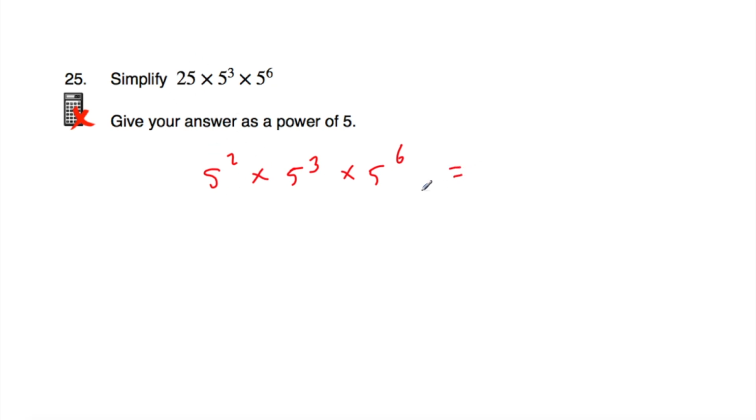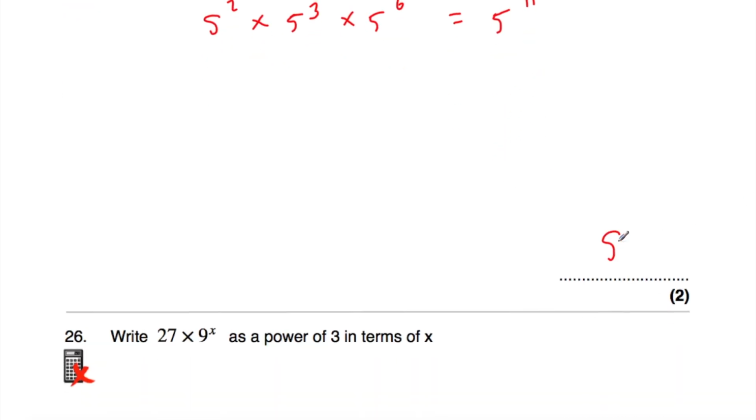Now this would be quite easy because now we've got the same base. We've got 5 squared times 5 cubed times 5 to the power of 6. We've got the same base, so it's going to be 5. And then we can just add the powers. 2 plus 3 is 5, plus 6 is 11, so it's going to be 5 to the power of 11. And that's it. So the answer is 5 to the power of 11.